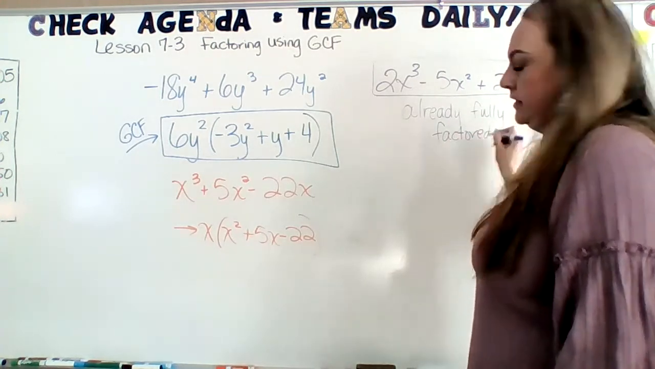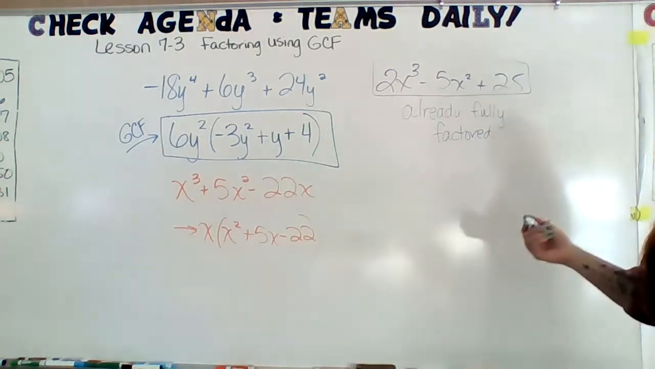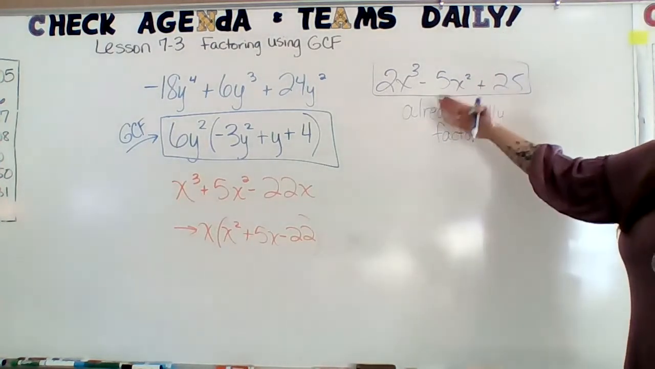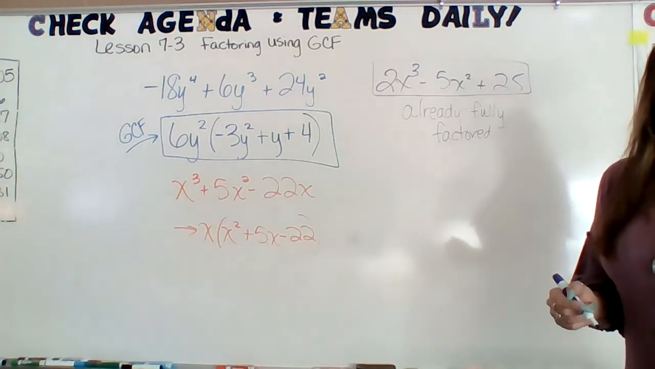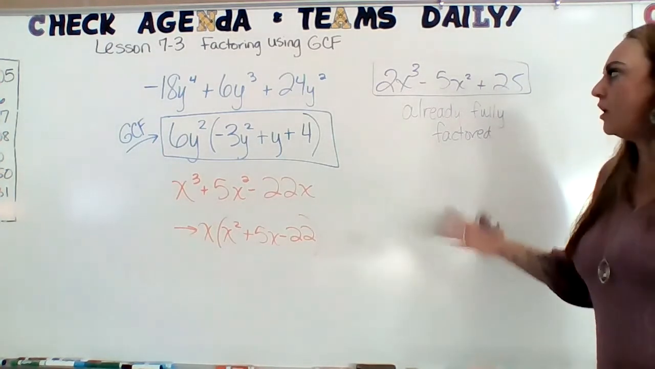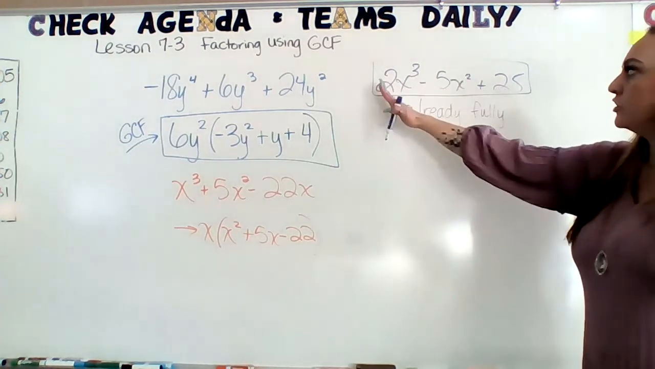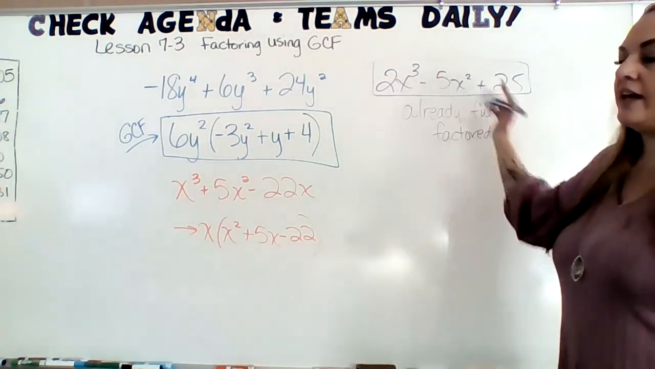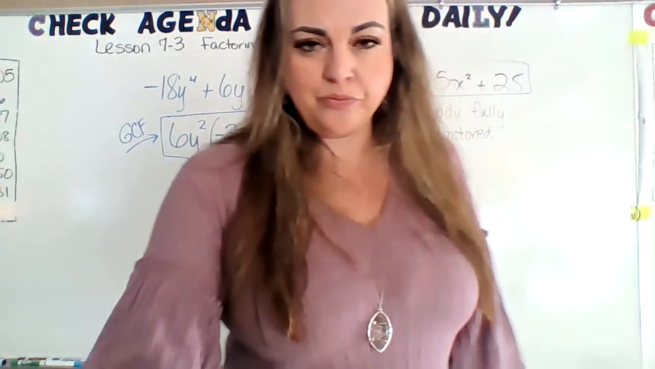And that might happen. It's going to test your ability to see what can actually be factored out. And in some cases, it might not be able to be anything. But always make sure that you look at your coefficients first and then your variables.